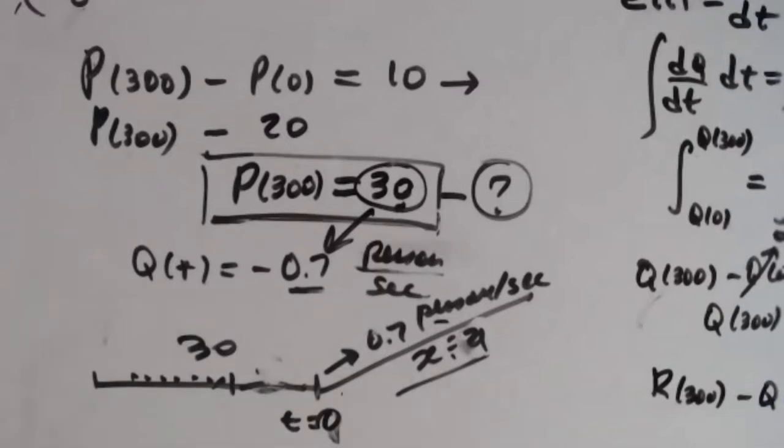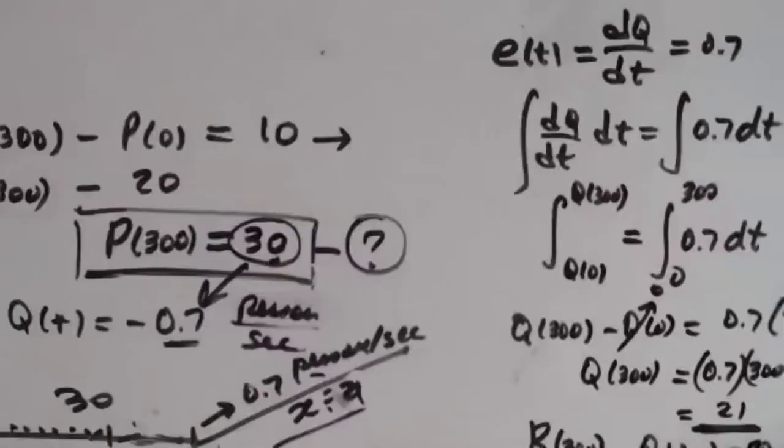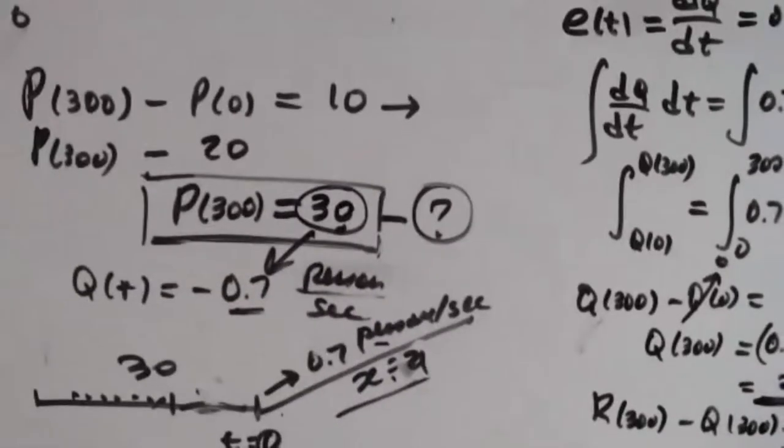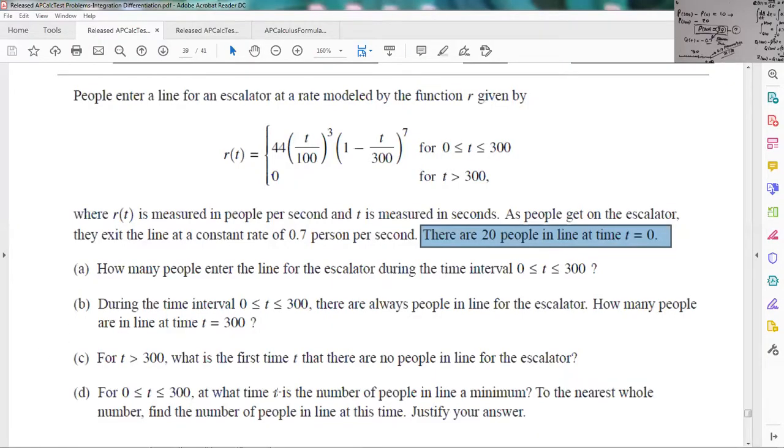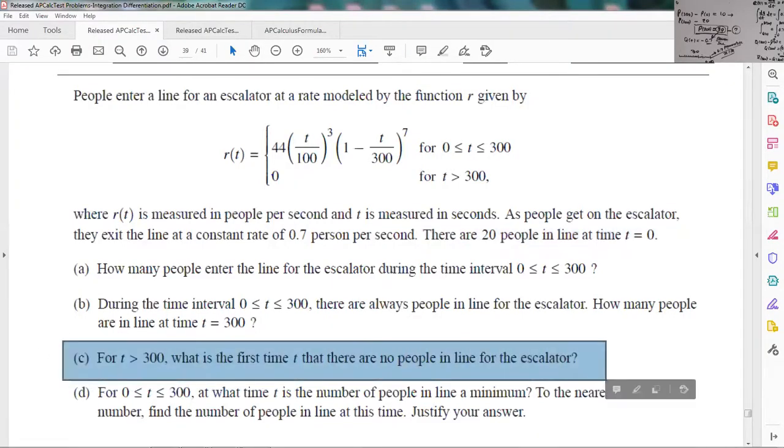Okay. Vamos a hacer otra. Vamos a hacer la otra, correcto. Okay, next question. For t's greater than 300, what is the first time there are no people in line for the escalator?